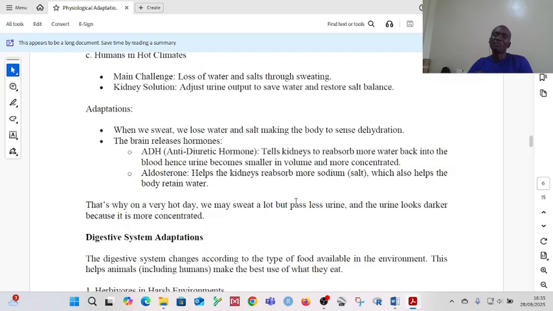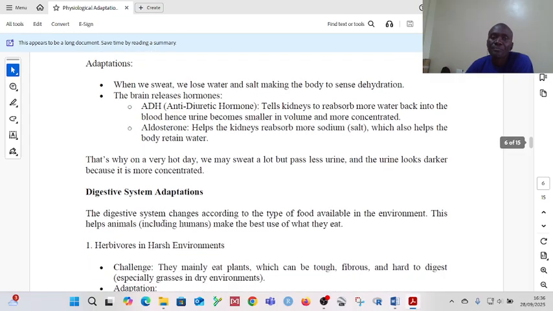The importance of reabsorbing salt, it just means it will help the body to retain more water because it increases the osmotic potential. So that's why you might realize that when it is very hot, yes, you can sweat a lot, but you realize that you pass very little urine, and it will look darker or more concentrated, okay, compared to just any other ordinary day.